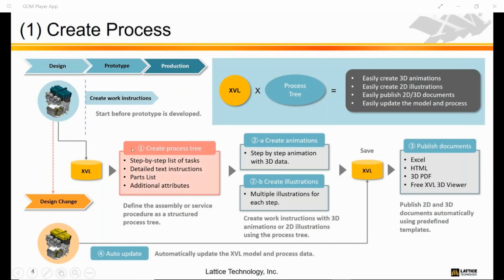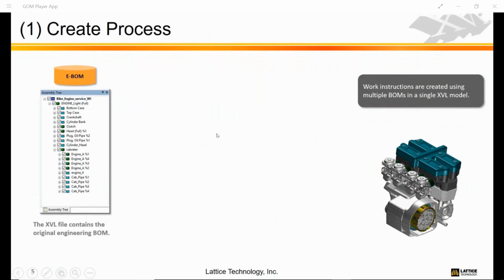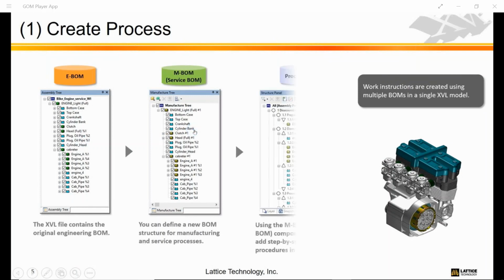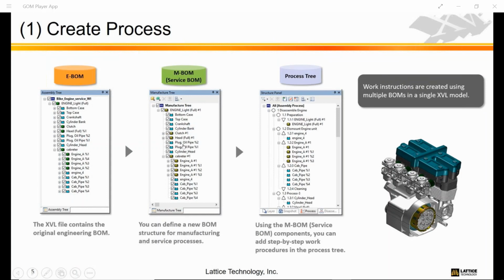The first step is to create the process tree. When a file is converted to XVL, it contains the original engineering bill of materials. Lattice tools enable you to define your own bill of materials that could be more appropriate for manufacturing or service processes. Once you've created your mBOM or service BOM, you can use this information to build the process tree, which is a step-by-step list of tasks to perform the procedure.